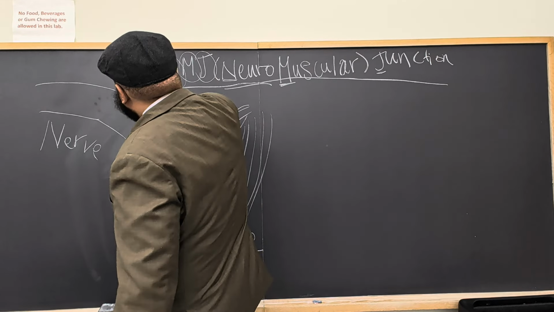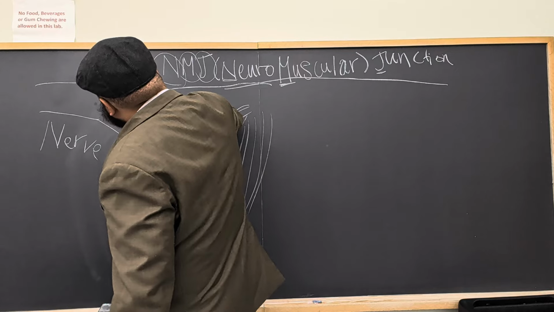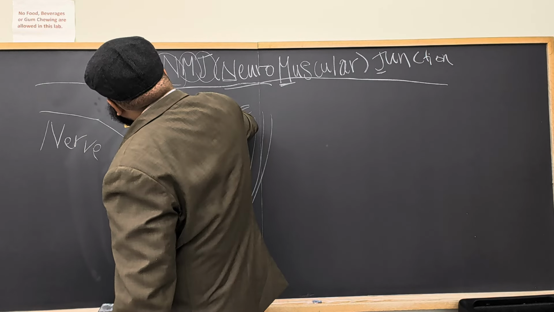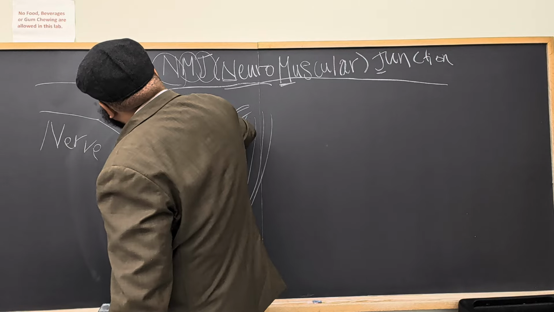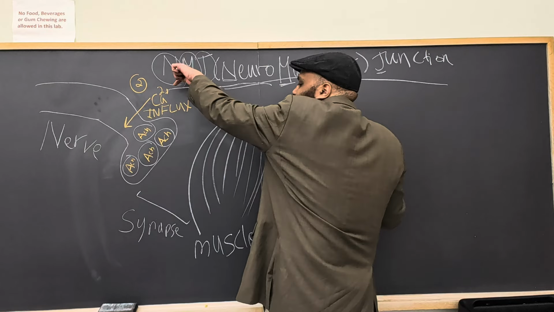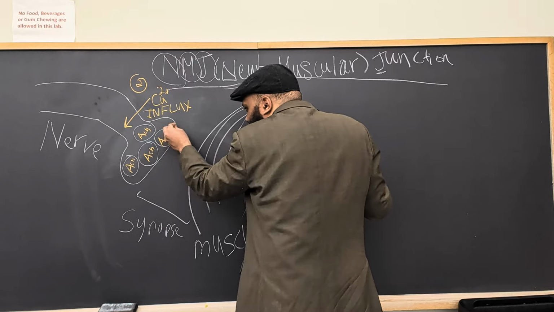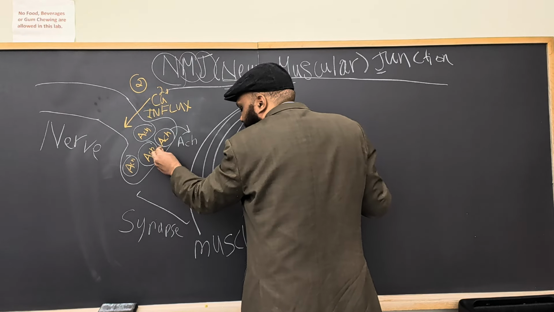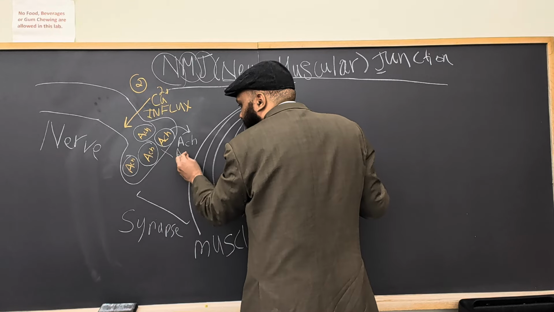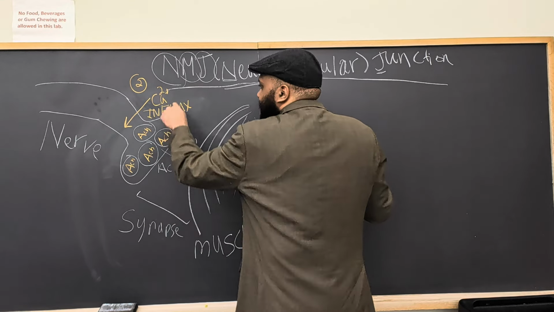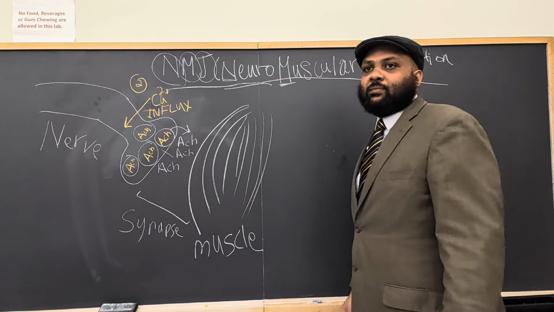Calcium. That's the second step. So the second step is calcium coming in. It's called the influx. Influx. So when calcium comes in, who comes out? ACH is going to come out. ACH is going to be released into the synapse because calcium came in.